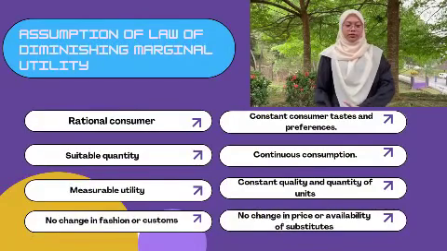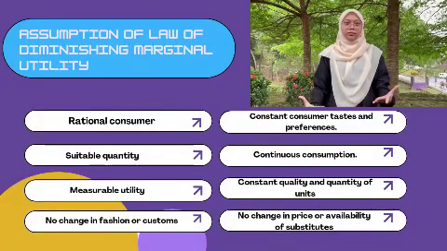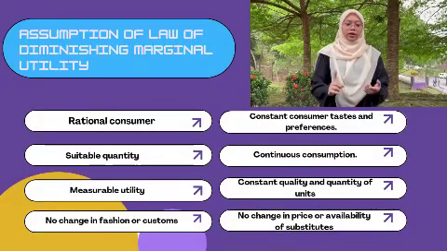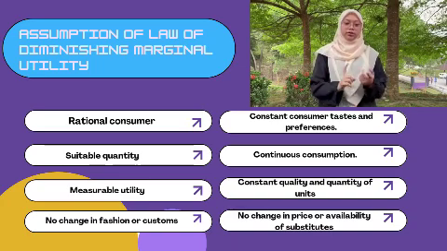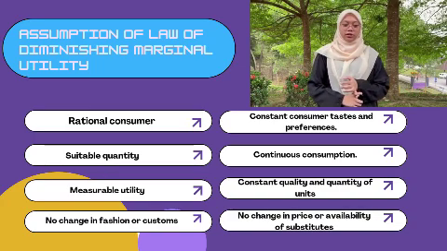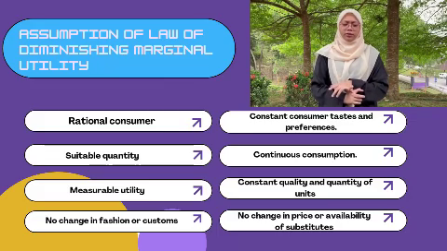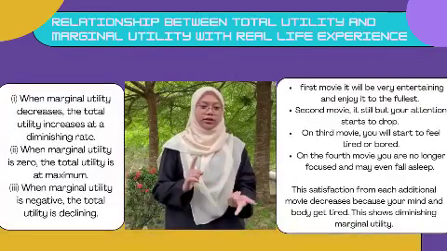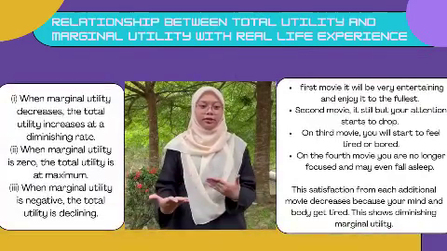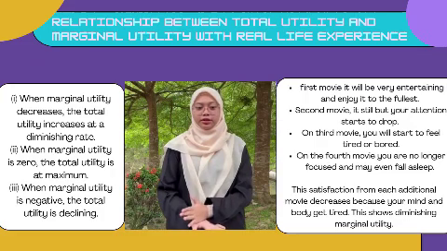There are several assumptions of the law of diminishing marginal utility. They are: rational consumer, suitable quantity, measurable utility, no change in fashion or custom, constant consumer taste and preference, continuous consumption, constant quality and quantity of units, and no change in price or availability of substitutes.